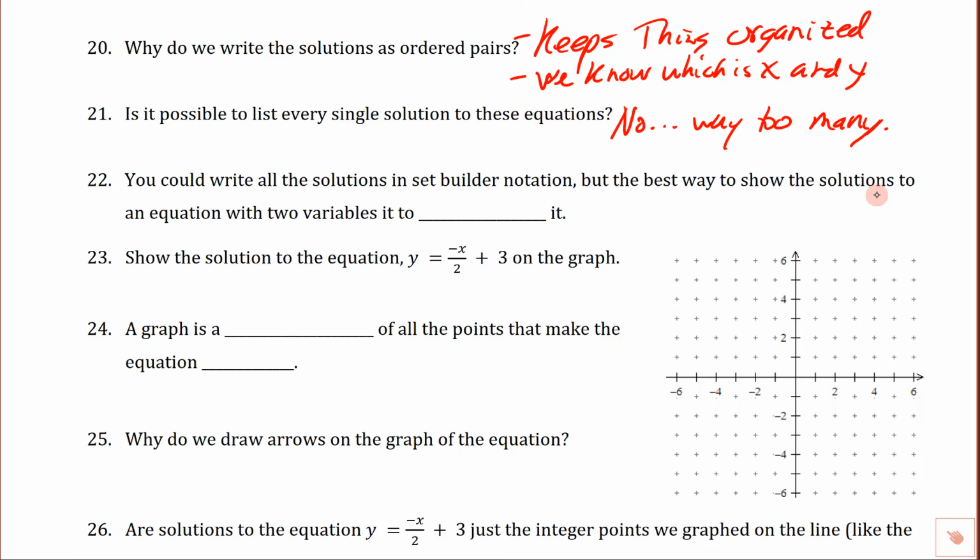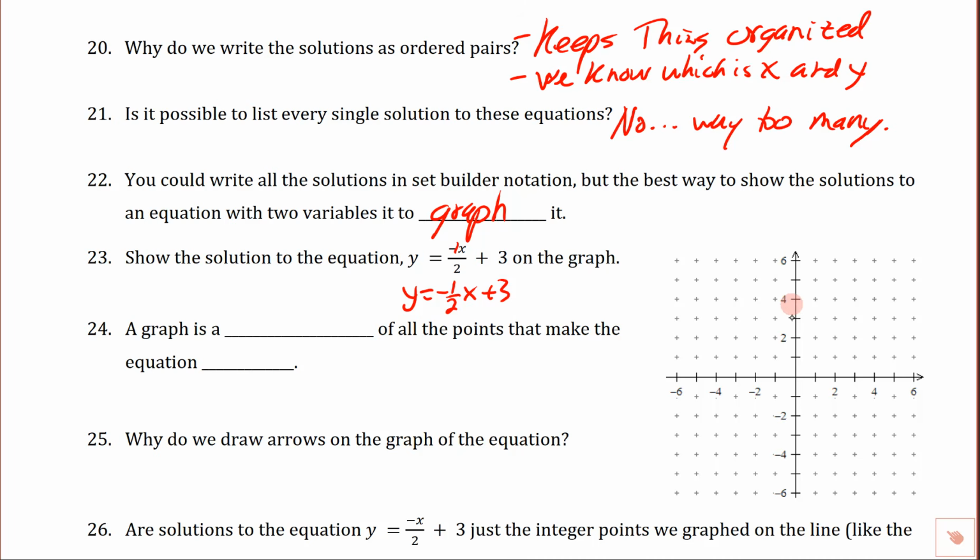The best way to show all the solutions to an equation with two variables is to graph it. So let's do a graph right now. Now this is something that you should be familiar with. I am going to rewrite this just a little bit, to make sure everybody's familiar with this property of fractions. There's really a 1 out front here. So we can take the numbers and slide those out front so we can see what the slope is. The slope on this one is negative 1/2 and the y-intercept is 3.